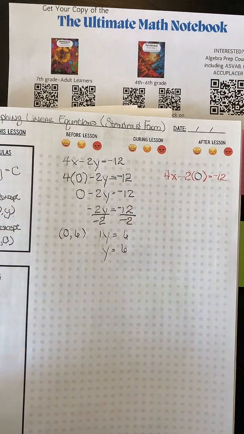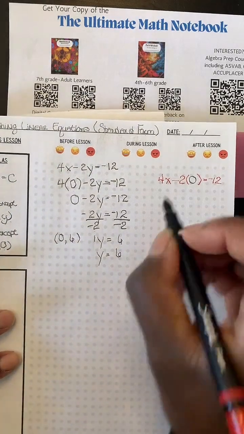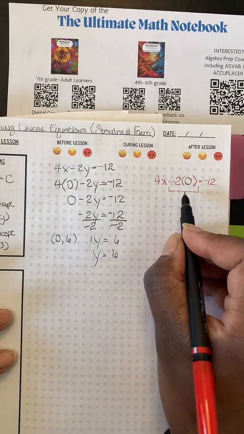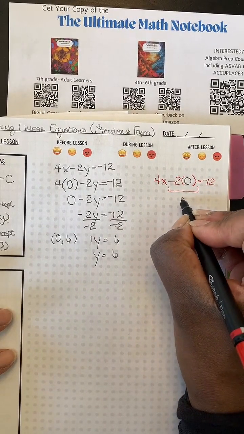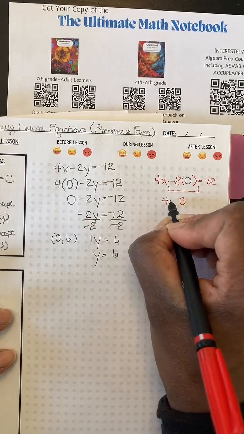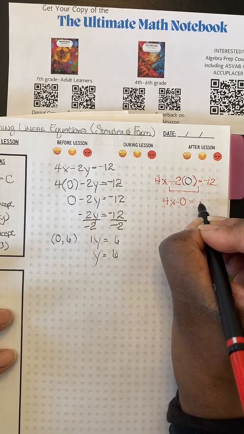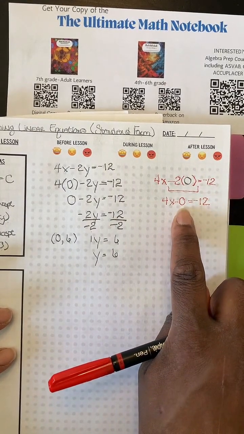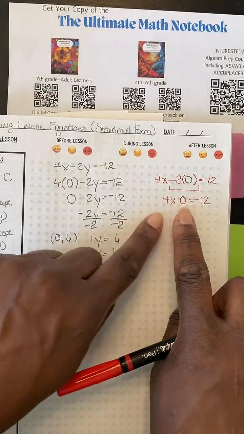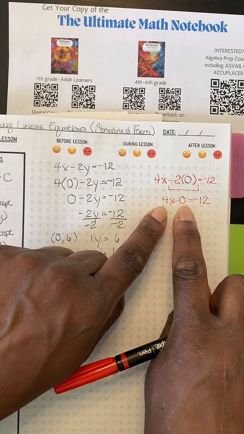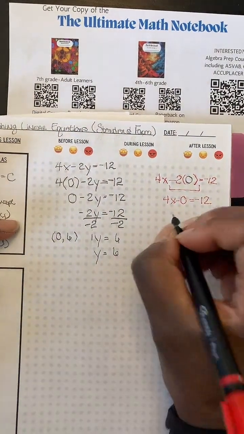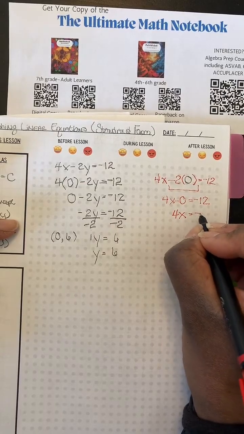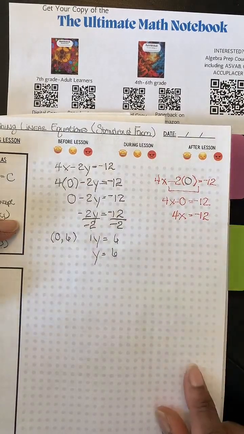All right? Now, anything times 0, and what I mean by that is this negative 2 times 0, gives me 0. Then I have my 4x, and that equals negative 12. But just like I said earlier, we don't need that 0 as a placeholder because 4x is on the same side with that 0. So I'm just bringing down my 4x, then the equals and the negative 12.